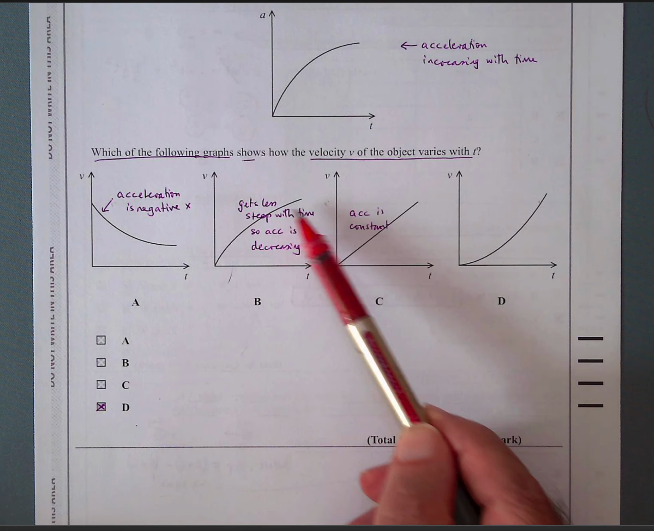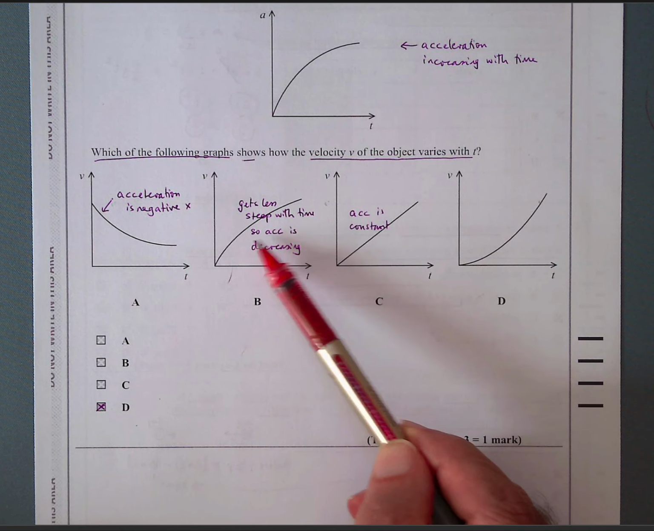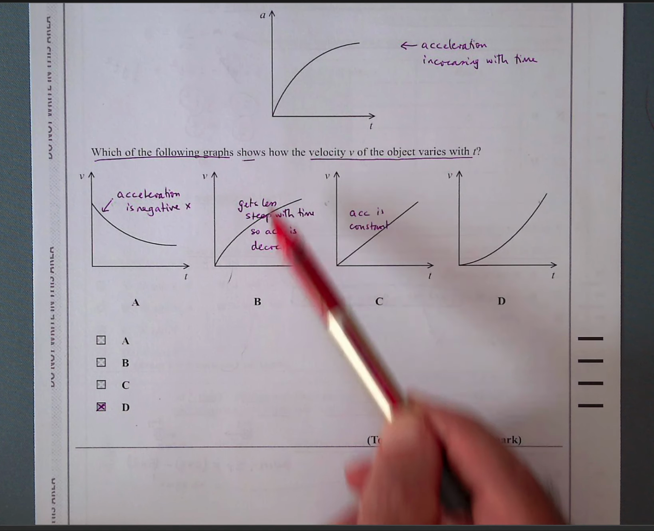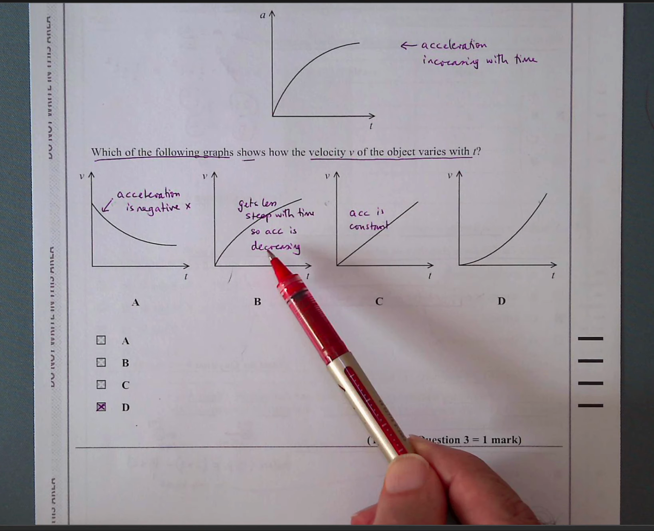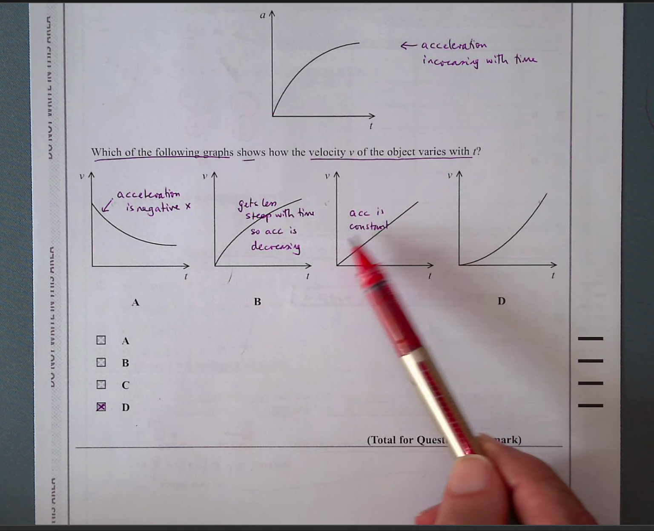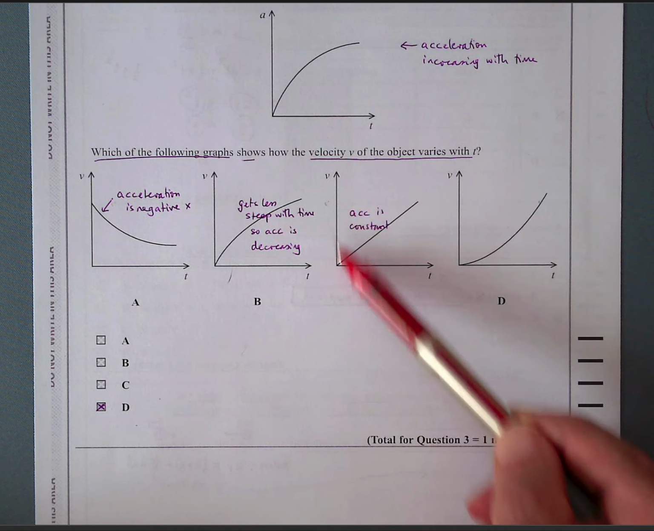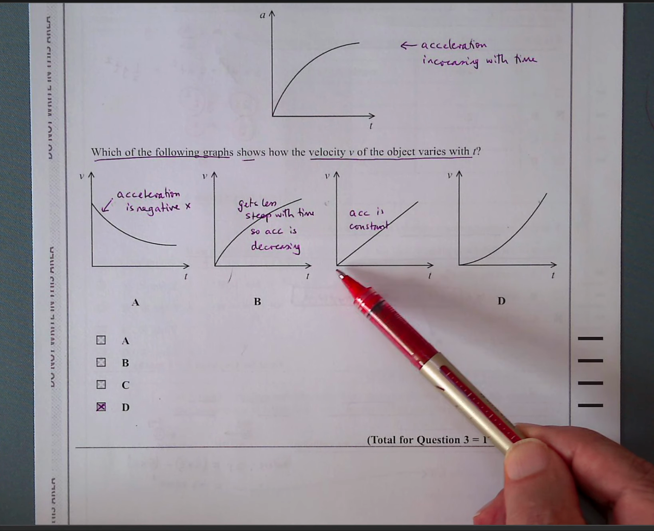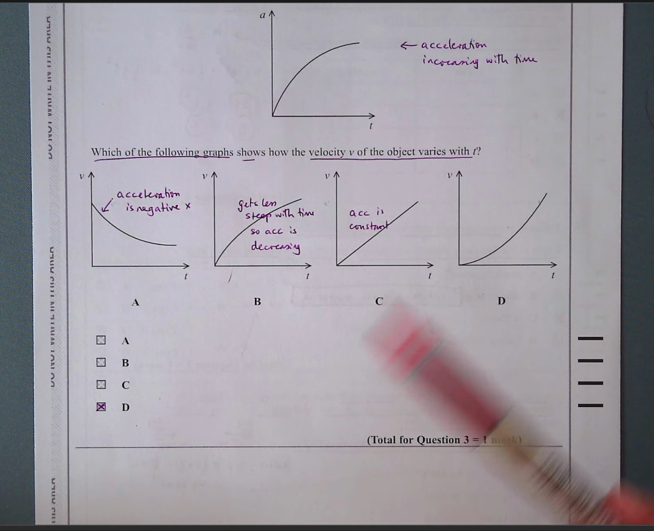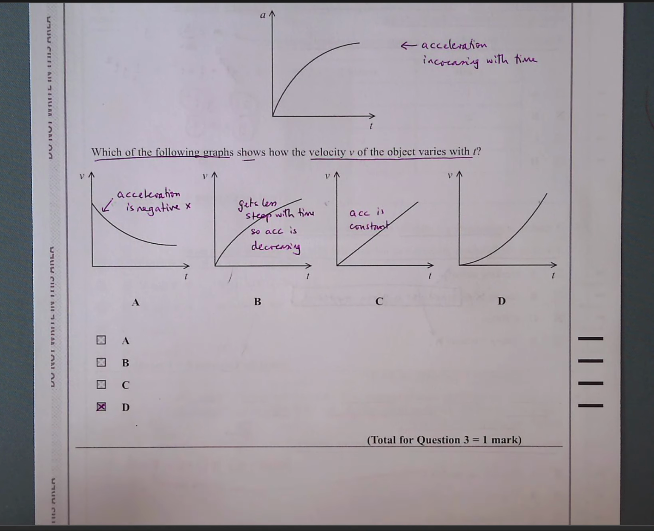B gets less steep with time. That means the acceleration is decreasing. Well, the acceleration isn't decreasing, it's increasing, so it can't be B. Here the acceleration is constant because the velocity-time gradient is directly proportional. So that means it can't be C, therefore it has to be D. You don't really need to do any more reasoning. So often the quickest route to the answer is a process of elimination.